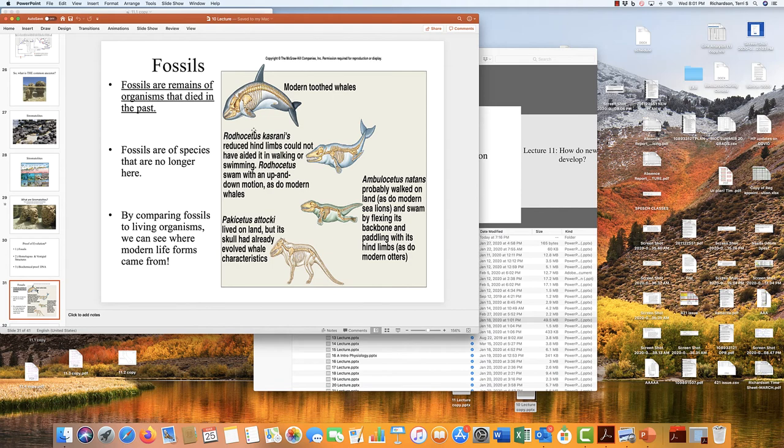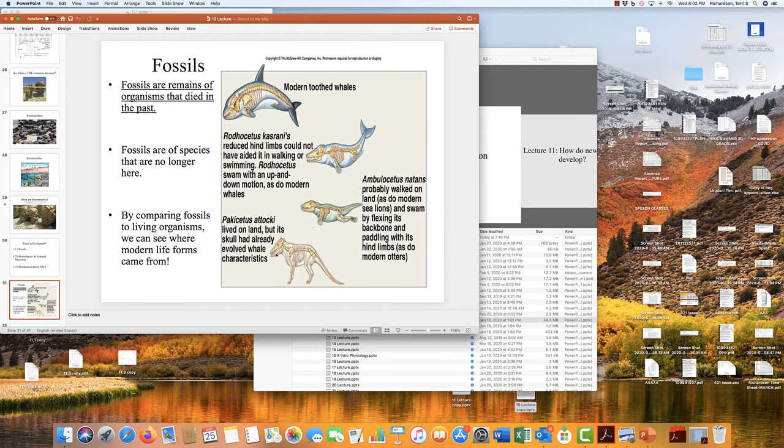A modern whale. Did you know that modern whales have hip bones? A hip bone. You can see a little piece of brown right there. That's a hip bone. Why on earth would a whale that doesn't have any legs have a hip bone? Well, what we found out is whales evolved from land animals. Fascinating. So Pachycetus is the name of a species that we believe the modern whale came from.